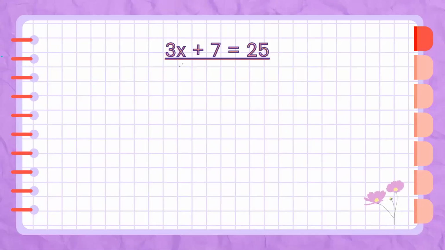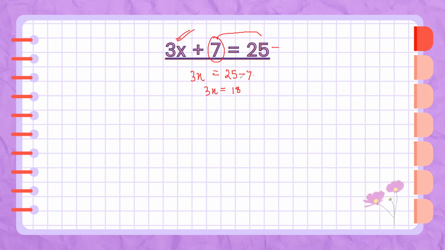First, we have 3x plus 7 gives you 25. Here 7 and 25 can be moved. 7 will go to the other side and it will become minus. So 3x will give you 25 minus 7. As 7 is moved to the other side, there will only be 3x isolated on the left hand side. What is 25 minus 7? 25 minus 7 is 18. So 3x gives you 18.